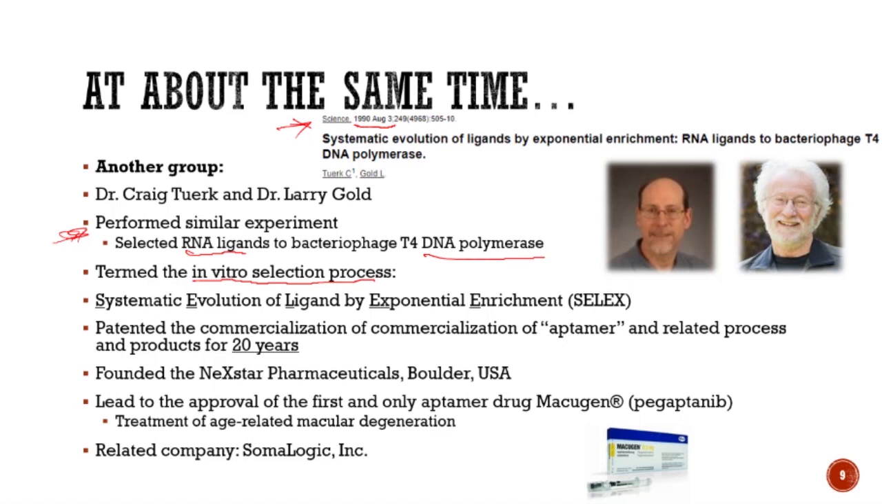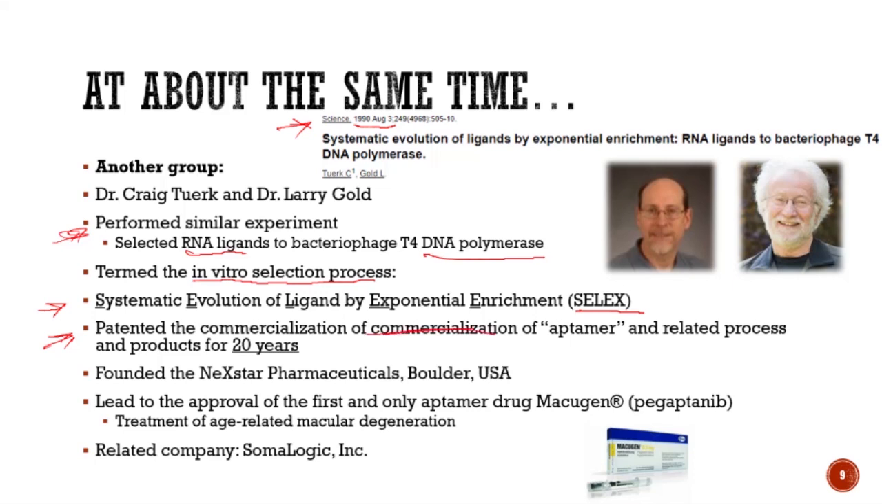Okay, it's a very boring name, but they came up with a new name. It's called Systematic Evolution of Ligands by Exponential Enrichment, a mouthful of a term, and usually people abbreviate it as SELEX. Now, because they started the process a little bit earlier than Ellington and Szostak, what happened is they patented. Larry Gold has a very good business mind. They patented the commercialization of aptamers.